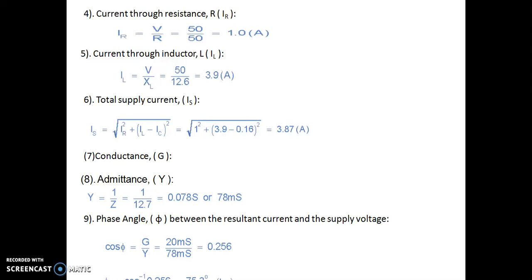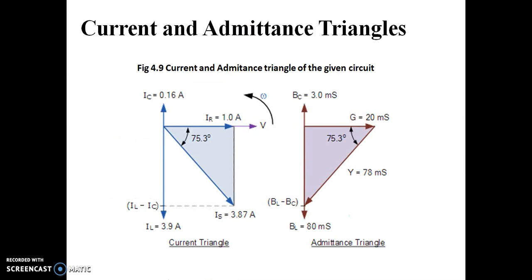So conductance and admittance are measured and the phase angle is found out to be 0.256. The current and admittance triangles are drawn accordingly.